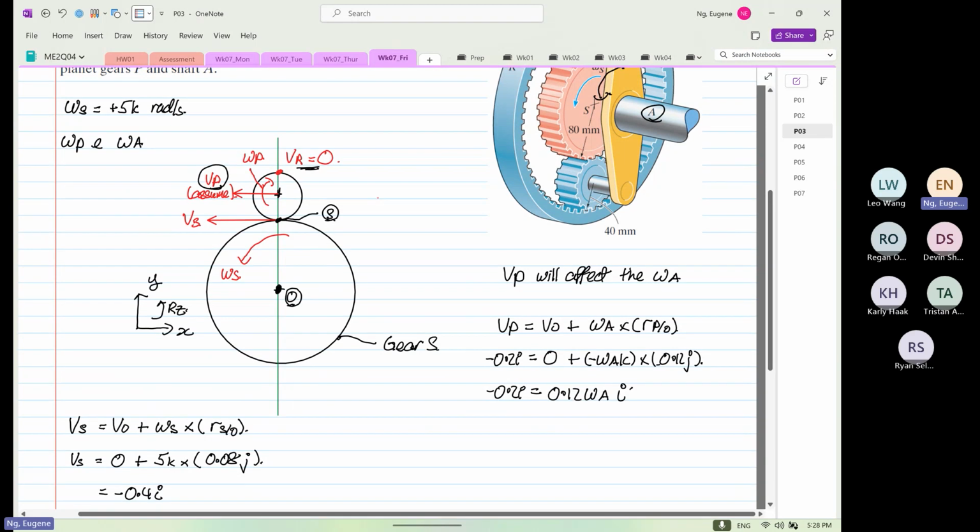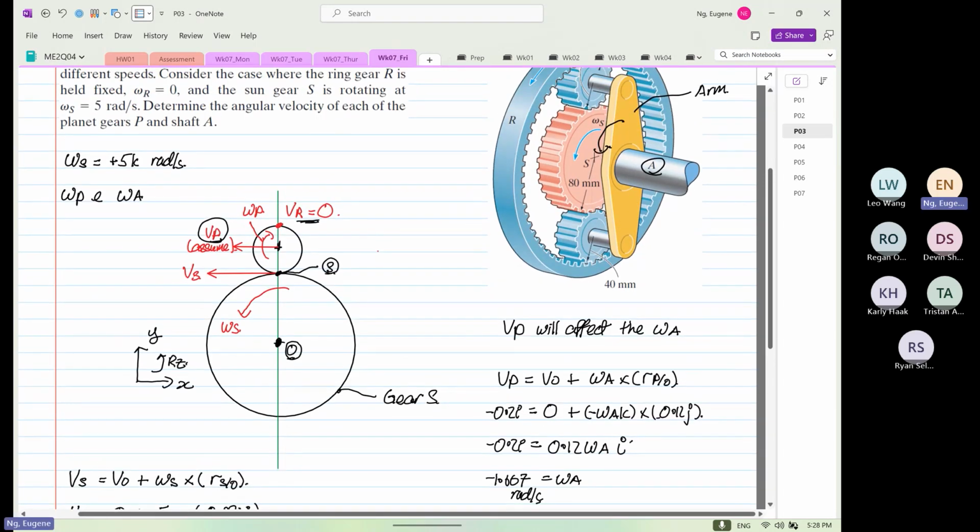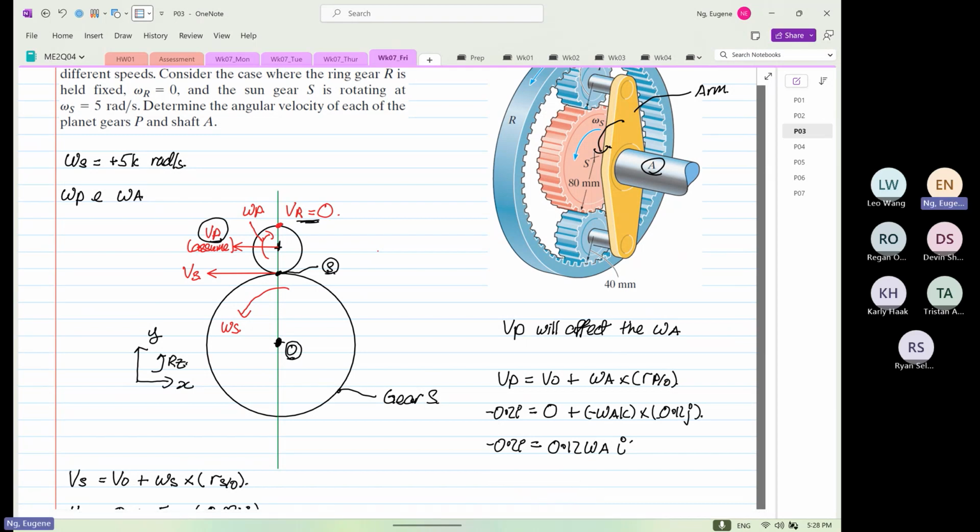So 0.2 divided by 0.12. So omega A is equal to minus 0.2 divided by 0.12, which is equal to minus 1.667 radians per second. So this is equal to 0.2 divided by 0.12, minus 1.667 I, which is equal to omega A I.